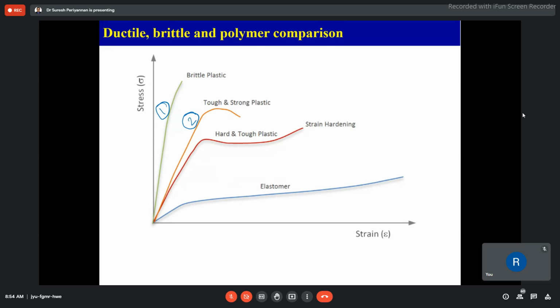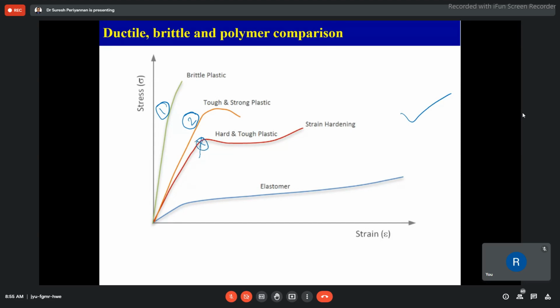In those, they might have mentioned that this component belongs to this material. This component belongs to brittle plastic. This component belongs to tough and strong plastic, like that. Then you have to understand, this information should come into your mind. Suppose the material mentioned is hard and tough plastic, immediately you should get this graph in your mind. This material behaves like this, hence our maximum safe limit is up to this only. You should understand like this.